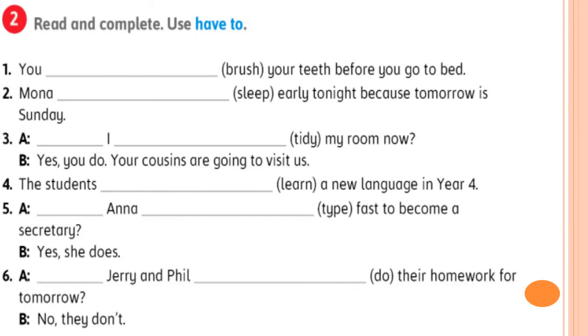To exercise number 2 on page 36 with workbook. Read and complete. Use have to. Number 1. You brush your teeth before you go to bed. What do you think? The correct answer is you have to brush your teeth before you go to bed. Excellent. Number 2. Mona sleep early tonight because tomorrow is Sunday. The correct answer is Mona has to sleep early tonight because tomorrow is Sunday.